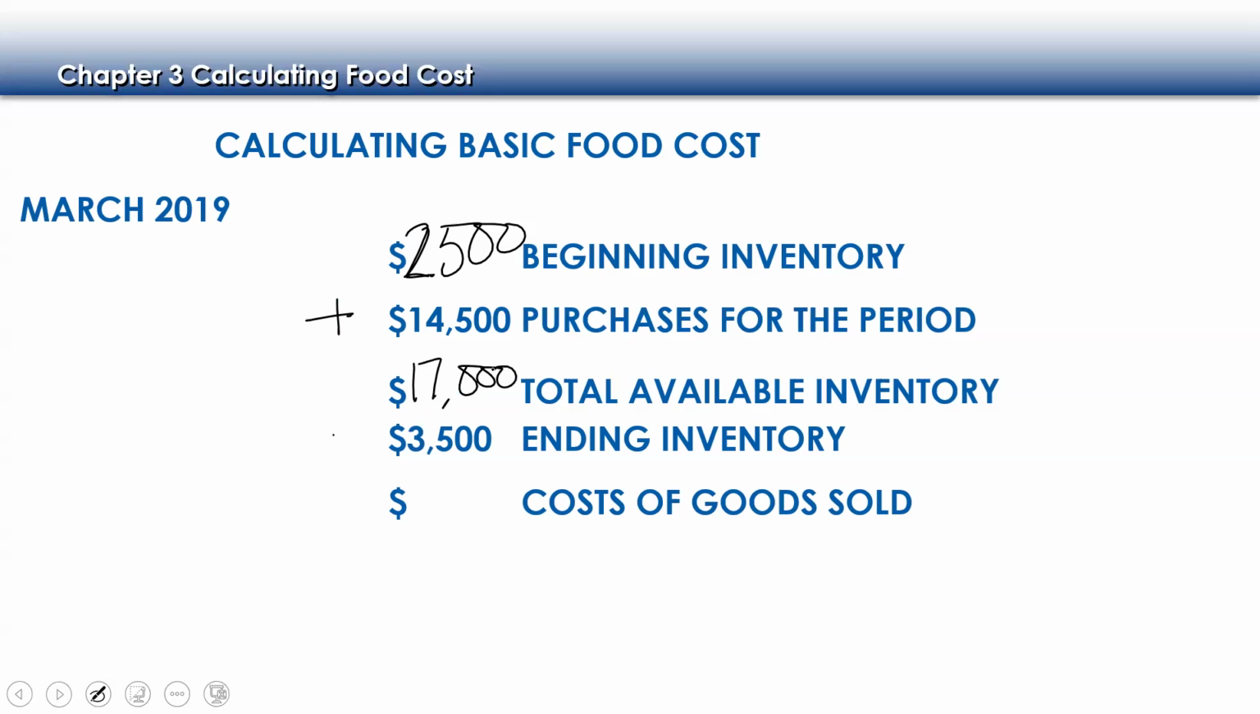And now if I subtract my ending, what do I get? 13,500. Good, 13,500. That's my cost of goods sold.